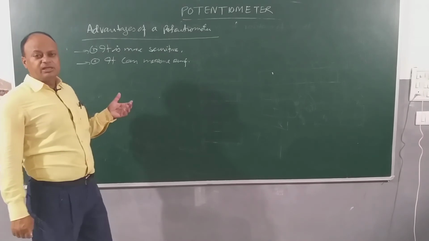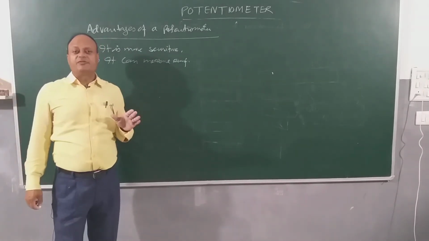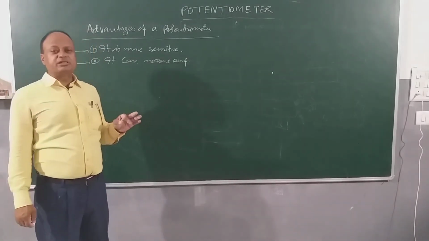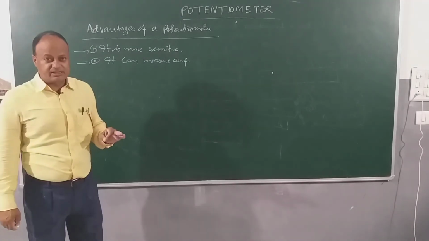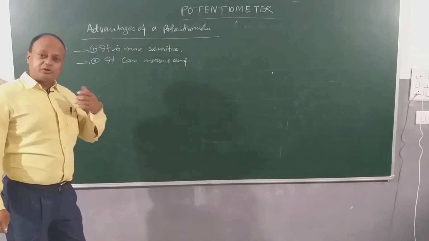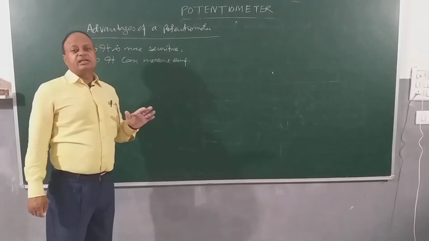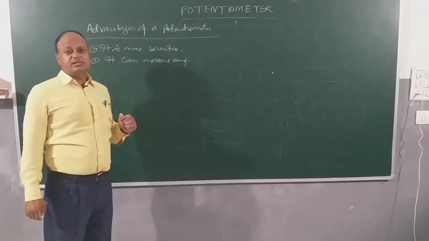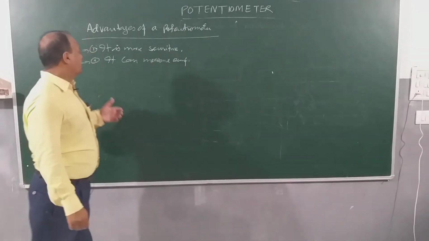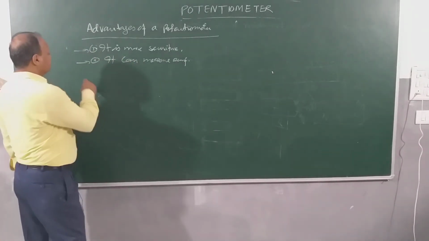Again they ask you, why can a potentiometer measure EMF but not a voltmeter? The reason is that a voltmeter can measure EMF if and only if its resistance is what? Infinite, and it is difficult to design a voltmeter of infinite resistance, right? Because a voltmeter will always draw some current. But the advantage of a potentiometer is that it does not draw any current, right? So therefore, it can measure EMF also, and it is more sensitive.